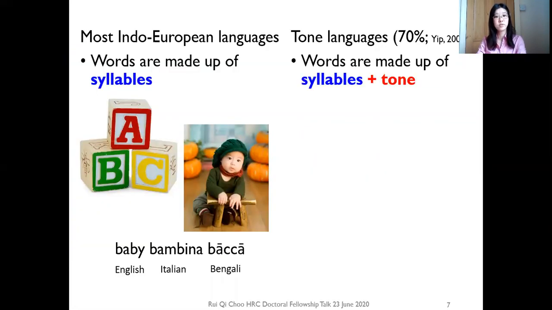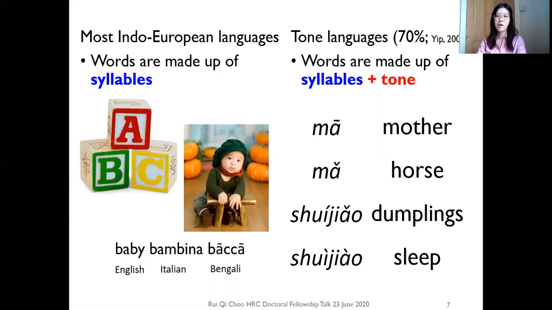For tone languages, words are made up of syllables plus tone. So back to the ma and shui jiao examples. Mother and horse are both 1 syllable, 1 tone. Dumplings and sleep are 2 syllables with 2 tones. Again, remember the importance of tone. You really don't want to accidentally call your mother a horse, or vice versa.